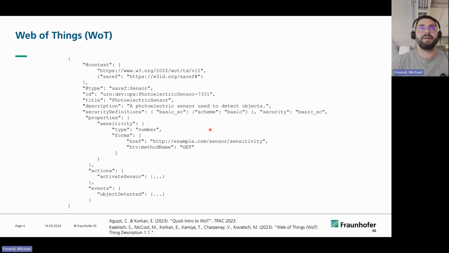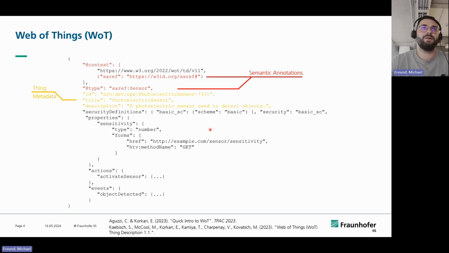What does a thing description look like? This is an example thing description of a sensor. We have semantic annotations on top, for example, using the SAREF ontology, where we can define that this sensor is of type SAREF sensor. Then we have thing metadata, which means that we have a title for the sensor or a description of what the sensor does for humans. Then we also have security data, which allows us to figure out how to interact with this device and to authenticate ourselves. And then we have the interaction affordances. As I already said, these are the properties, the actions, and the events.